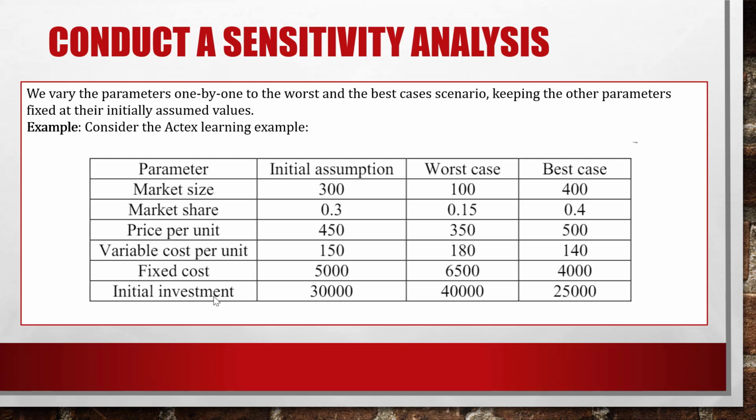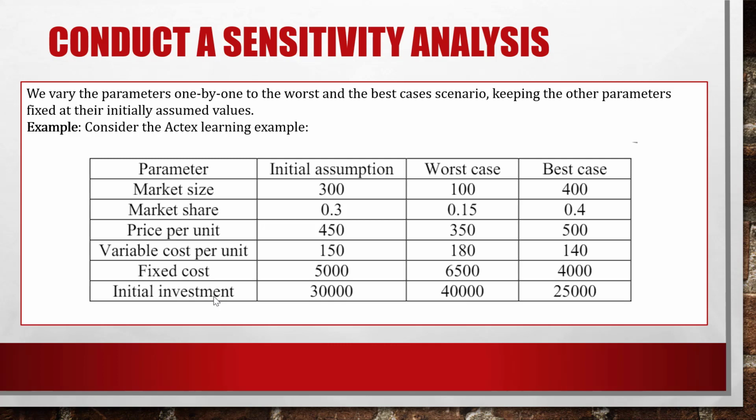Then we have to consider when these numbers change from the worst to the best, because reality and expectation can be hugely different, right? So suppose the worst case of the market size is 100. Suppose the market size is just 100 instead of 300. That is the worst case. The best case is 400. So for this assumption, we assume the market size varies between 100 and 400.